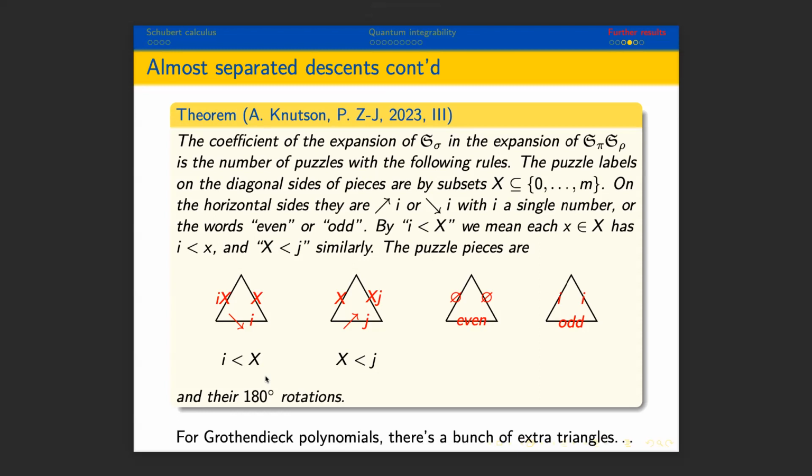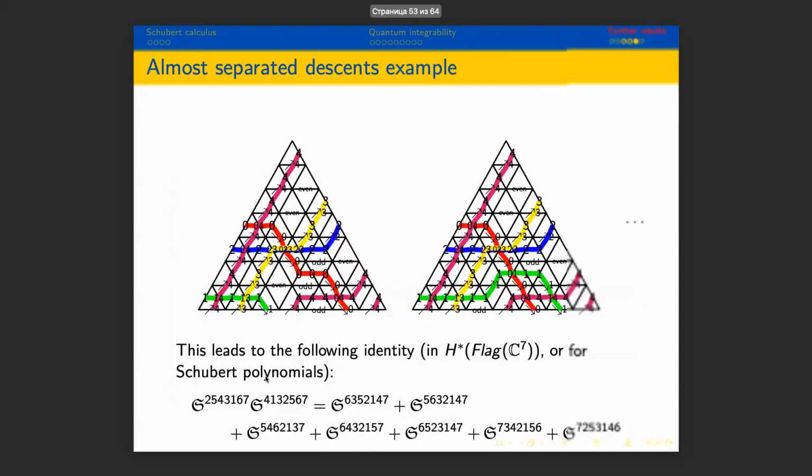If you do this in K theory, sorry, I haven't used the language of Schubert polynomials, you have more triangles. If you do it with motivic Segre classes, you can have even more triangles. It's a fairly complicated rule, but it's completely explicit. I've only drawn on this slide 2 examples of the product, so in terms of Schubert polynomials, that would be taking the product of S 2543167 and S 4132567. So it's already in the full flag variety of C7, which is pretty big. And you can see how things are getting really messy.